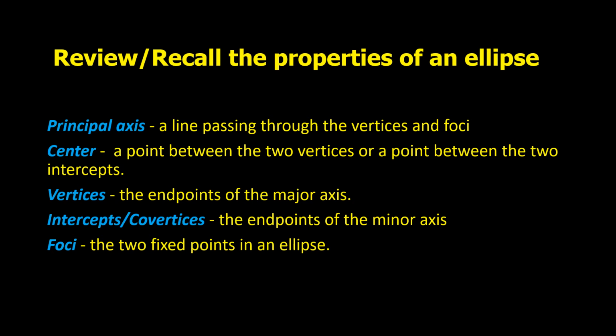First, the principal axis, a line passing through the vertices and the foci. Center. It is a point between the two vertices or a point between the two intercepts. Vertices, the endpoints of the major axis. Intercepts or co-vertices, the endpoints of the minor axis. Foci, the two fixed points in an ellipse.